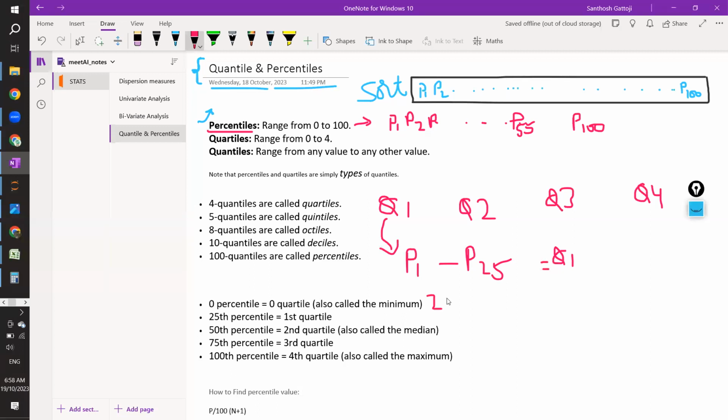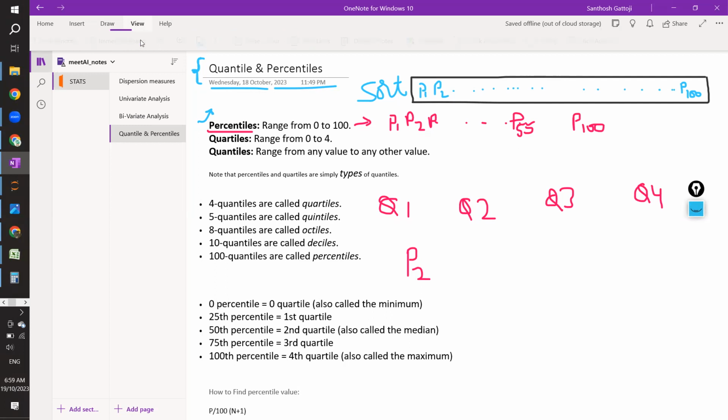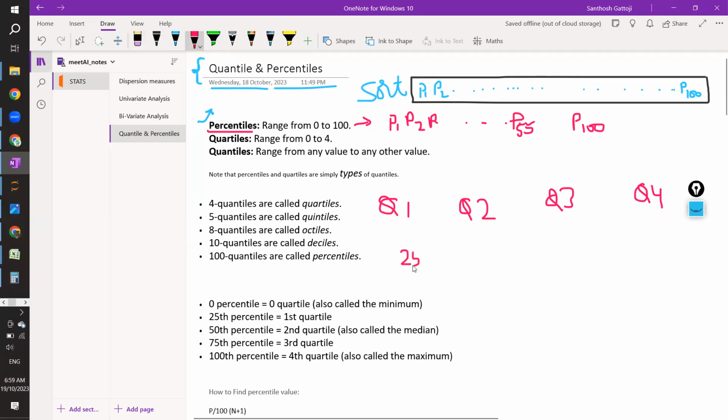25 to 50. The 25th percentile is also called quartile 1, guys. That means instead of considering each one unit P1, P2, P3 as in percentiles, quartiles are just 4. Wherever you see the 25th percentile, that is quartile 1. This is the 50th percentile, simple. It is the 75th percentile, the 100th percentile.